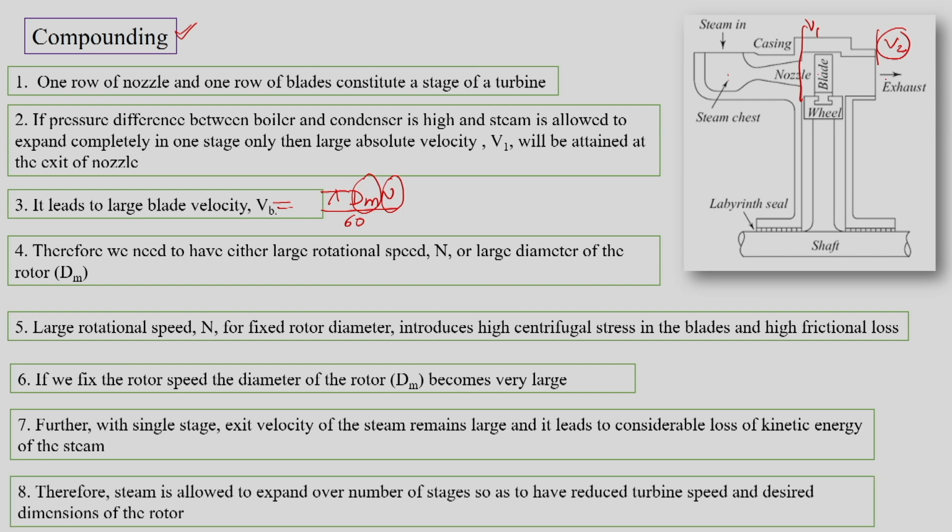So, steam is allowed to expand over a large number of stages so as to have reduced turbine speed or the desired dimension of the rotor. The very first method of compounding is pressure compounding, also called Rateau staging.